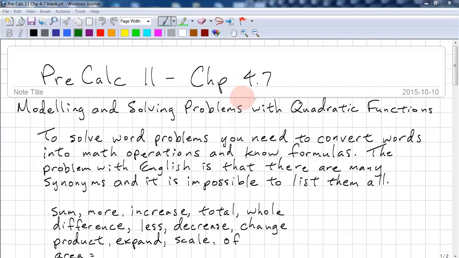This is PreCalc 11, Chapter 4.7. We're going to be looking at modeling and solving problems with quadratic functions. To solve word problems, you need to convert words into math operations and know formulas.